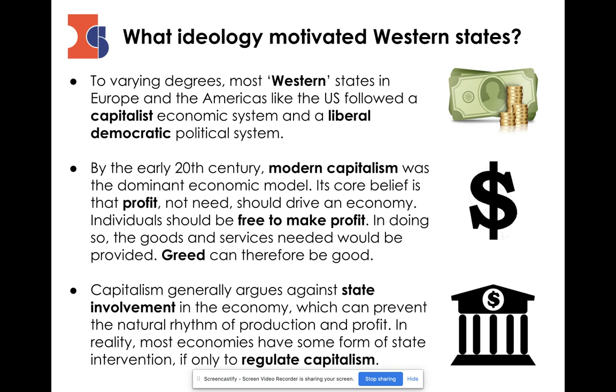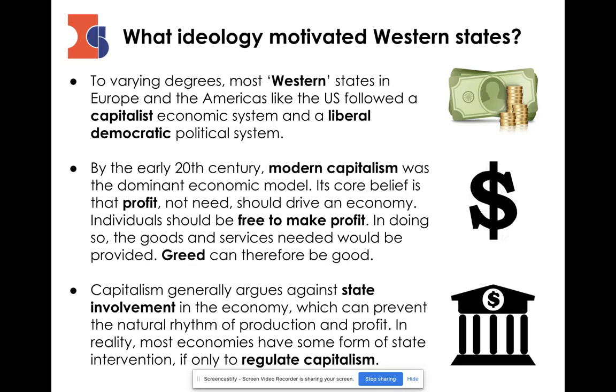So we'll skip through a lot of human history, but by the early 20th century, the 1900s, modern capitalism was the most popular economic model in the world globally. Okay, say popular, it was the most predominant, the most powerful. And the core belief of capitalism is that it is profit that should drive economic decision making, not need. So regardless of whether people need certain goods, access to food, shelter, and other human needs, it's profit that should drive that, not morality.